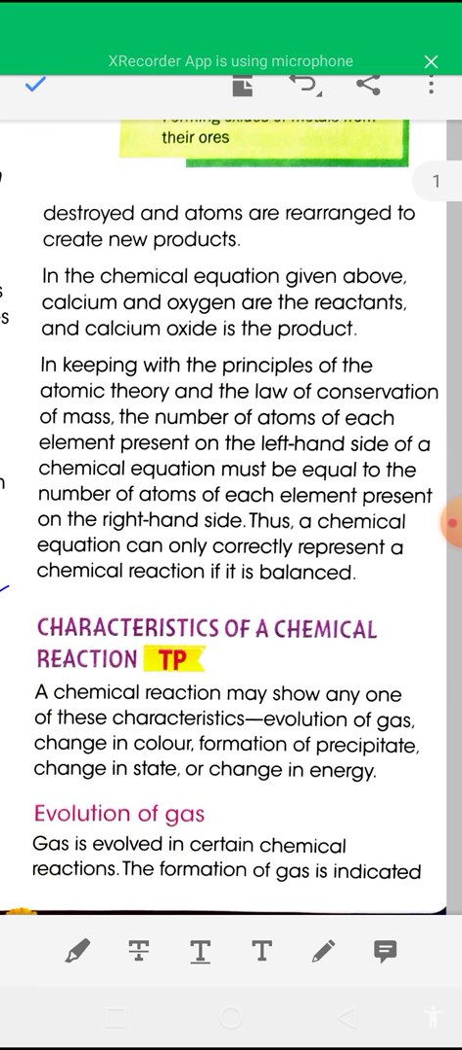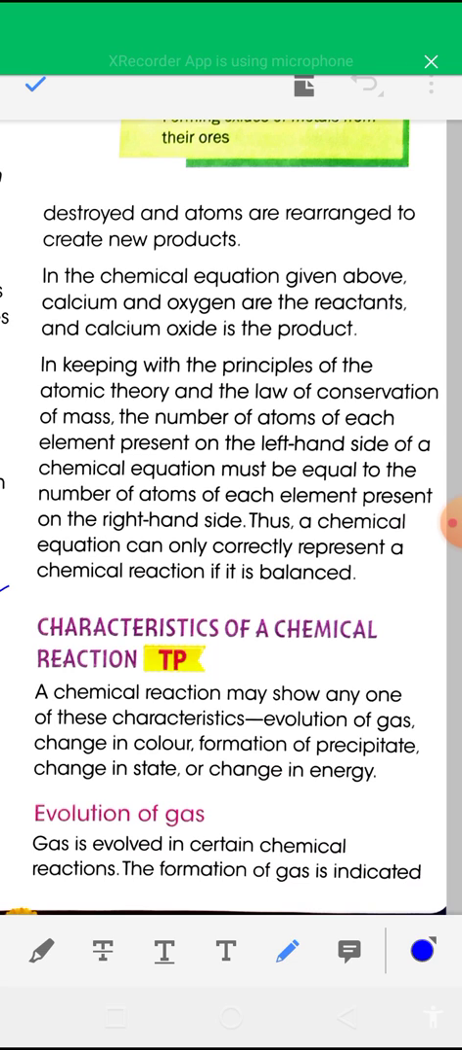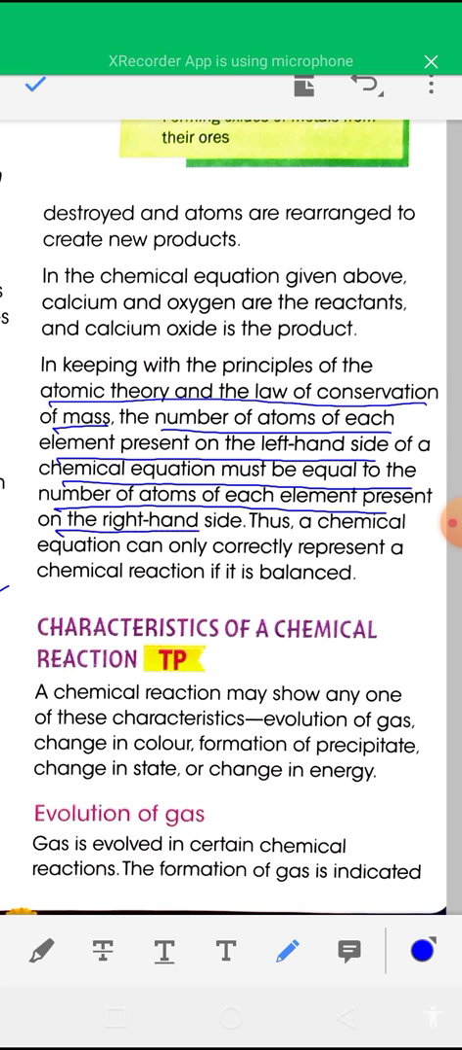In the previous chapter you have already studied how to balance a chemical equation, using the atomic theory and the law of conservation of mass. A balanced chemical equation means the number of atoms of each element present on the left-hand side of a chemical equation must be equal to the number of atoms of each element present on the right-hand side. This is the balanced equation.